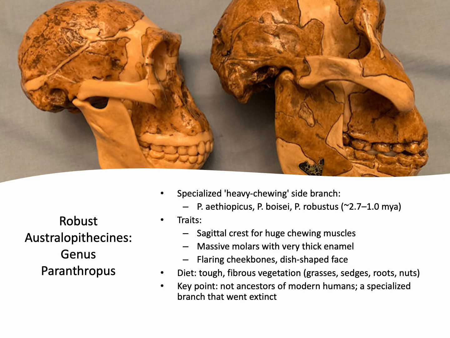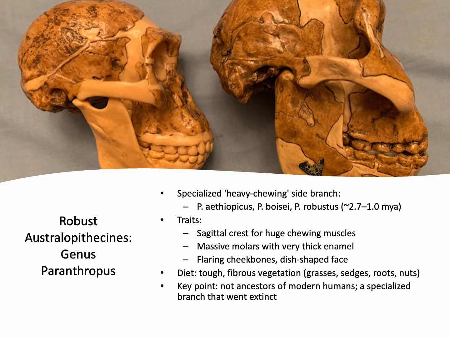Then massive molars with extremely thick enamel, especially in boisei, which has been nicknamed Nutcracker Man because of its enormous back teeth. Then there's broad, flaring cheekbones and a somewhat dish-shaped face, which makes space for those large chewing muscles to attach and expand.